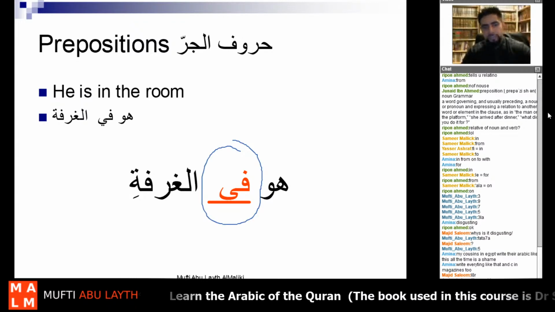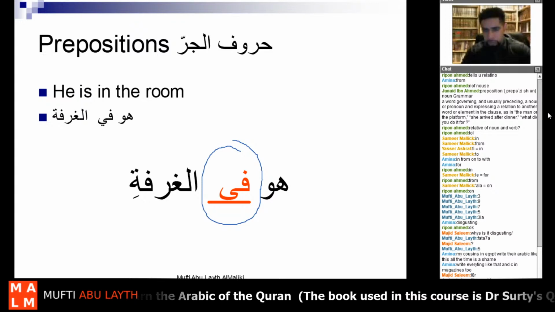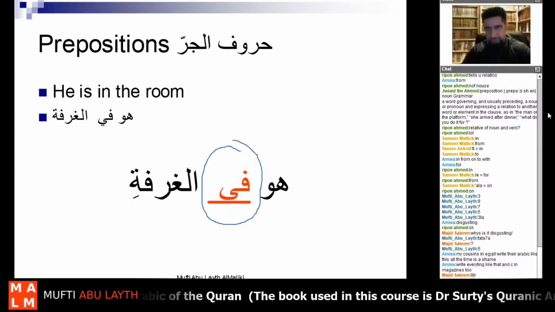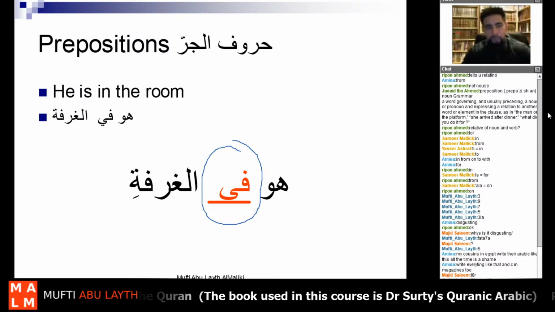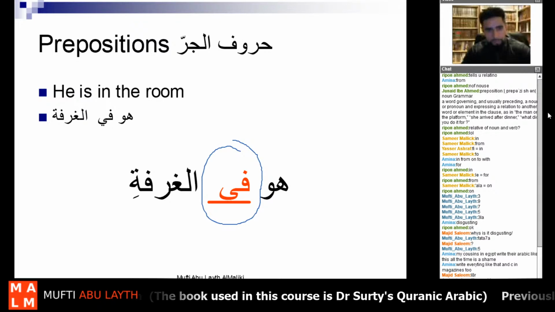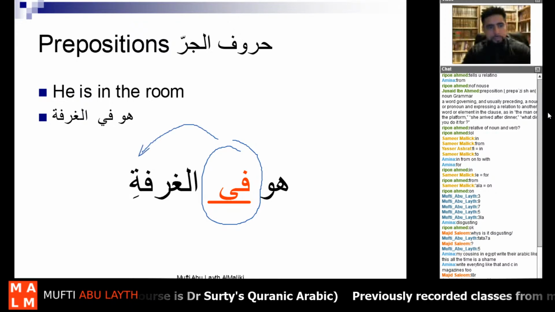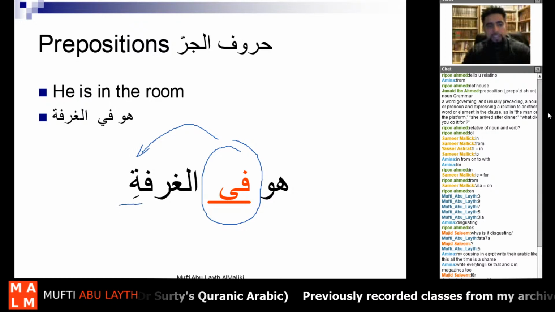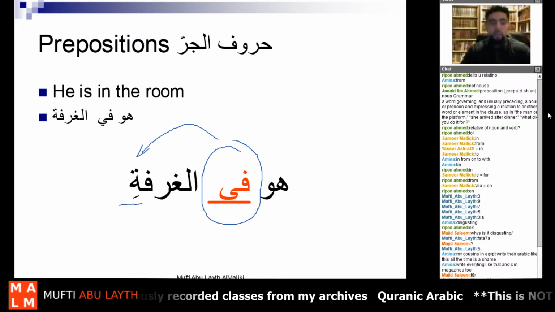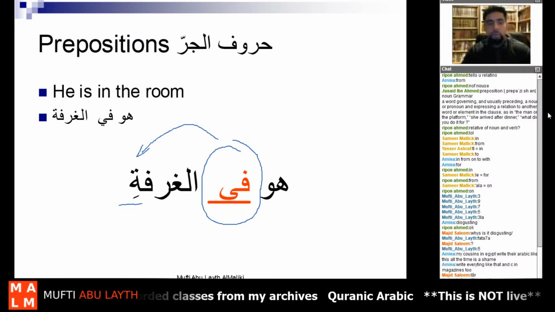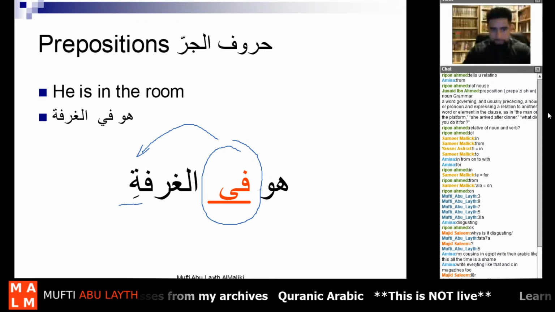Whenever it comes before a noun, which it will do quite often, it forces the noun after it to become in the genitive state, as in to take a kasra. So al-ghurfatu before, which means the room. Now when you said fil ghurfa, all of a sudden it becomes fil ghurfati. Can you see that?